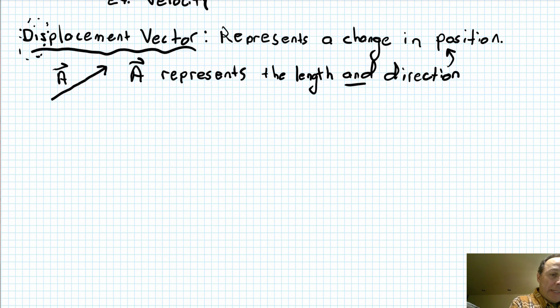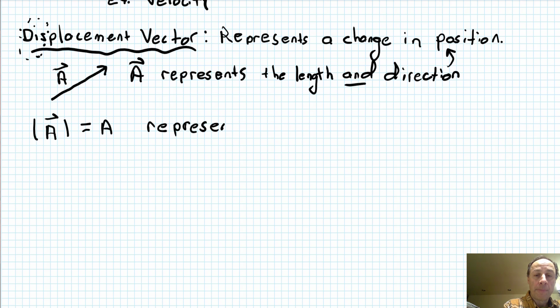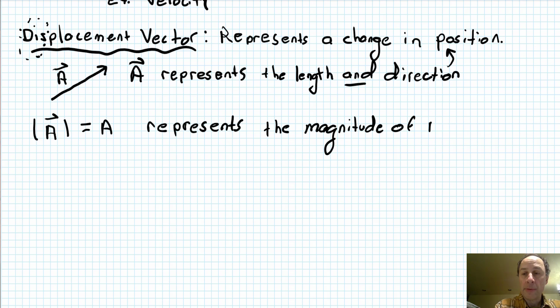Now, if we take the magnitude of A, we're going to symbolize that with absolute value signs. So this is the magnitude of A. Okay, so that's how we represent the magnitude of the vector A. That's just the length as opposed to length and direction.